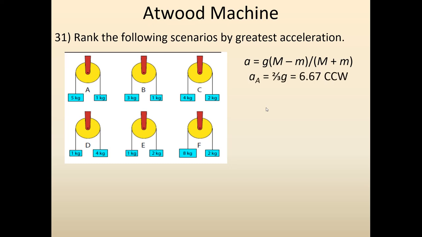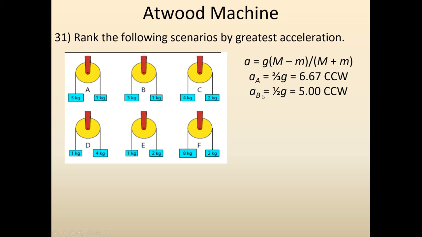So for A, I end up getting this. It's going to be 2/3 of g, or 6.67. There is a unit. I'm just dropping the unit for now, but this is meters per second squared. Now you'll notice this CCW. This stands for counterclockwise. Since 5 is the bigger mass, this one is the one that's going down, and the pulley is going to end up rotating counterclockwise. I'm going to do it for all of this.